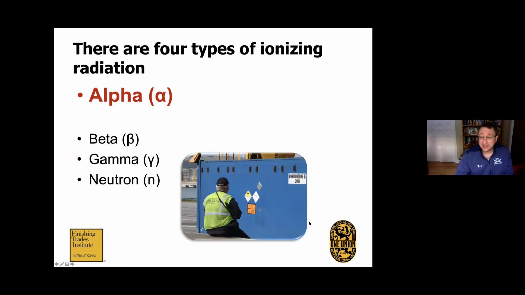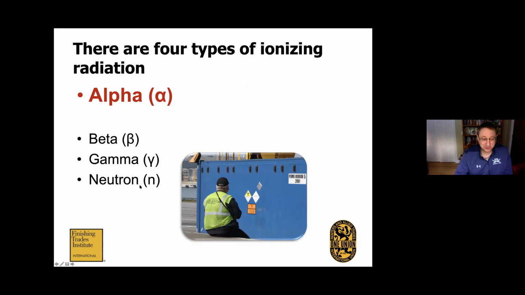There are 4 types of ionizing radiation. I'm only talking about the kind of radiation that has enough energy to strip electrons off of atoms, so we call that ionizing radiation. I'm going to get into this deeply and talk about its effects on workers when I teach those other 2 courses I mentioned. But we've got alpha, beta, gamma, and neutron.